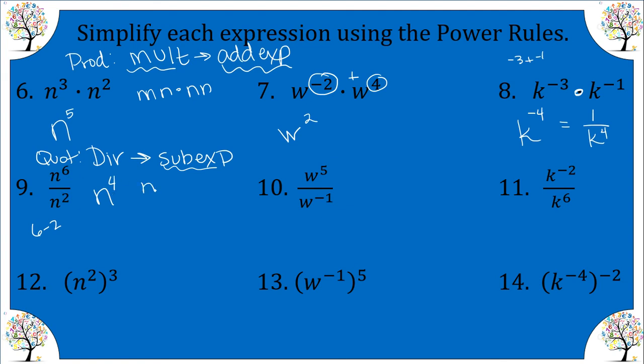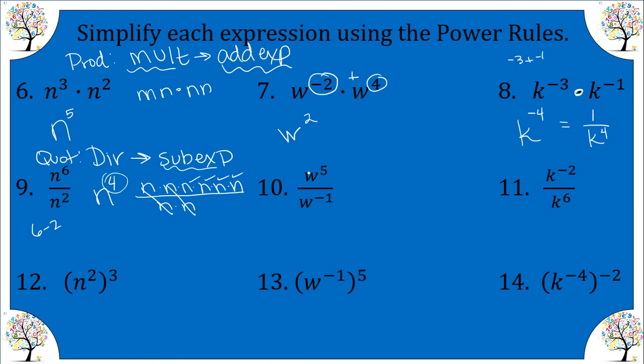Because really what is going on here, if I expand into the 6 and I expand into the second, we know that anything over itself cancels, and this leaves me with 1, 2, 3, 4 n's being multiplied.